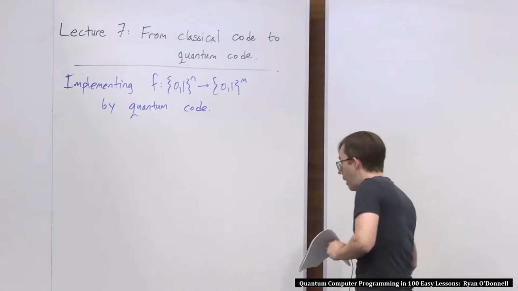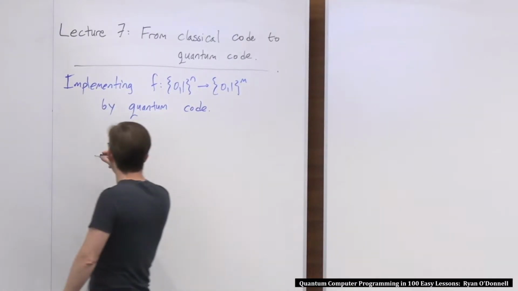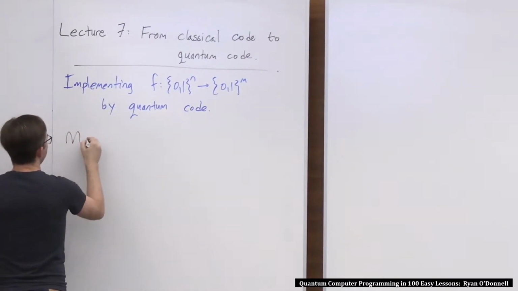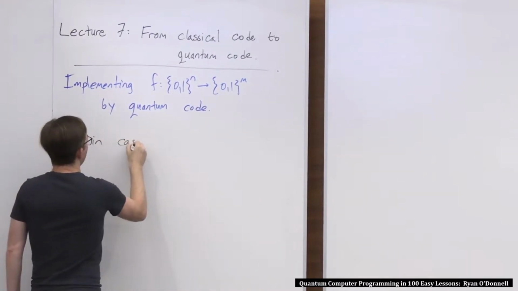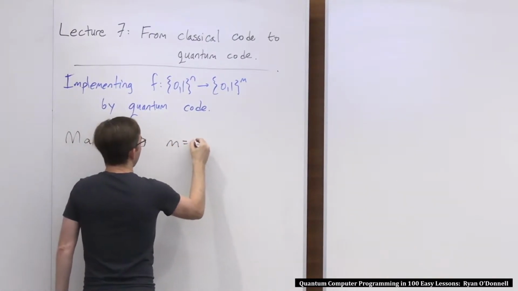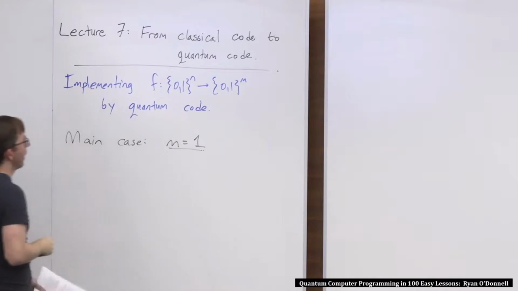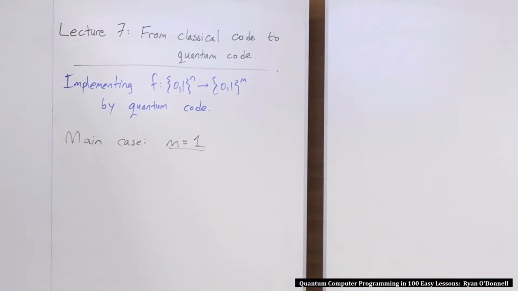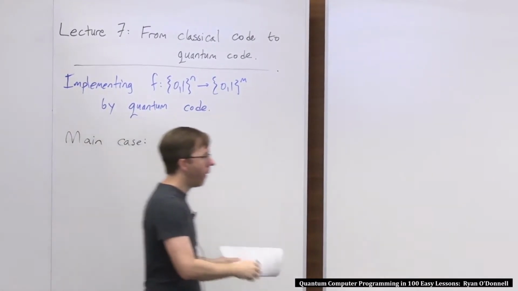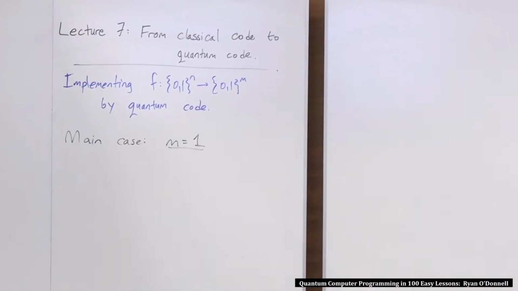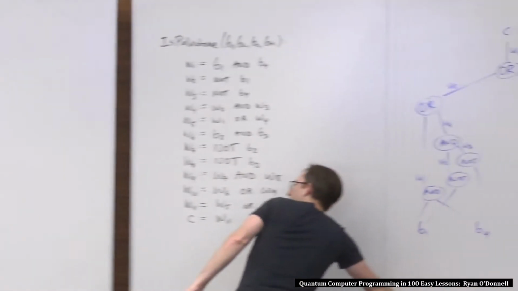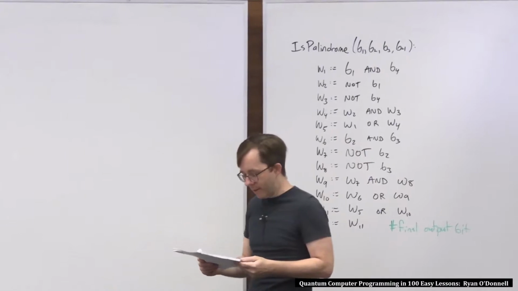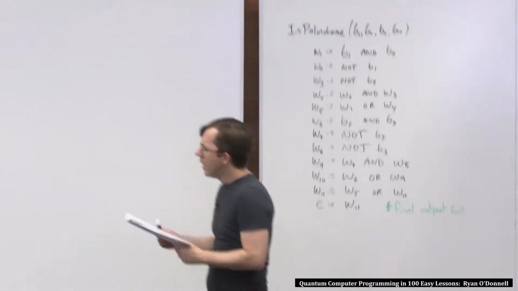Okay, so let's remind ourselves about this special case. The main case we'll focus on today is m equals 1. So it's a function that just returns one bit, like yes or no, or true or false. It's the kind of function you might name starting with the word "is," because you want a yes-no answer.